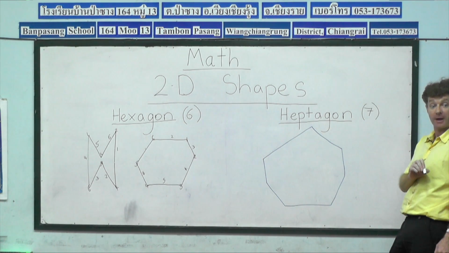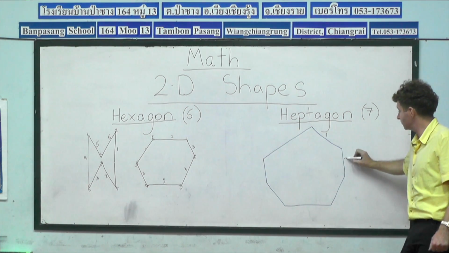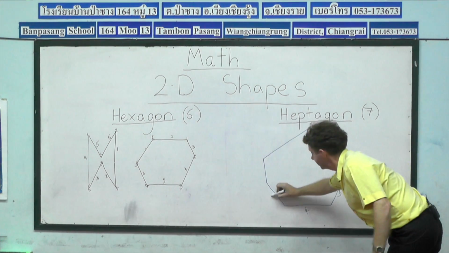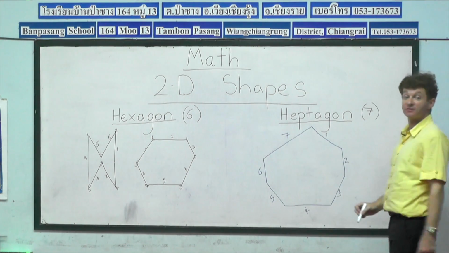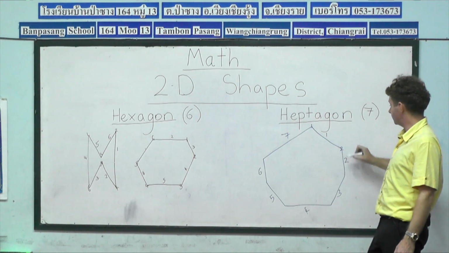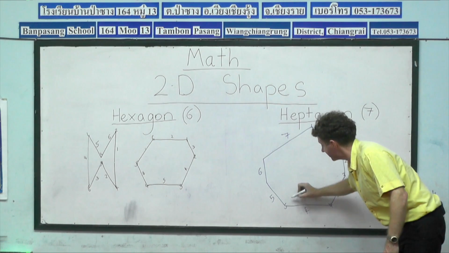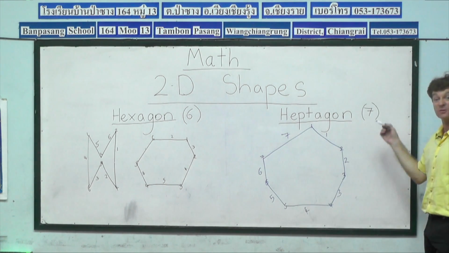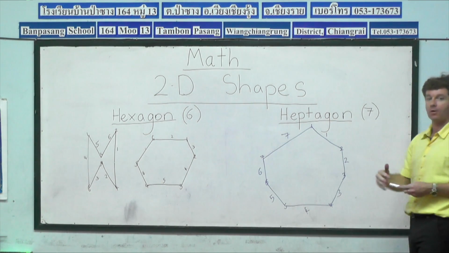Is it a heptagon now? Well, let's see. 1, 2, 3, 4, 5, 6, 7. 7 sides. And let's count the corners. 1, 2, 3, 4, 5, 6, 7. So this is a true heptagon because it's got 7 sides and 7 corners.